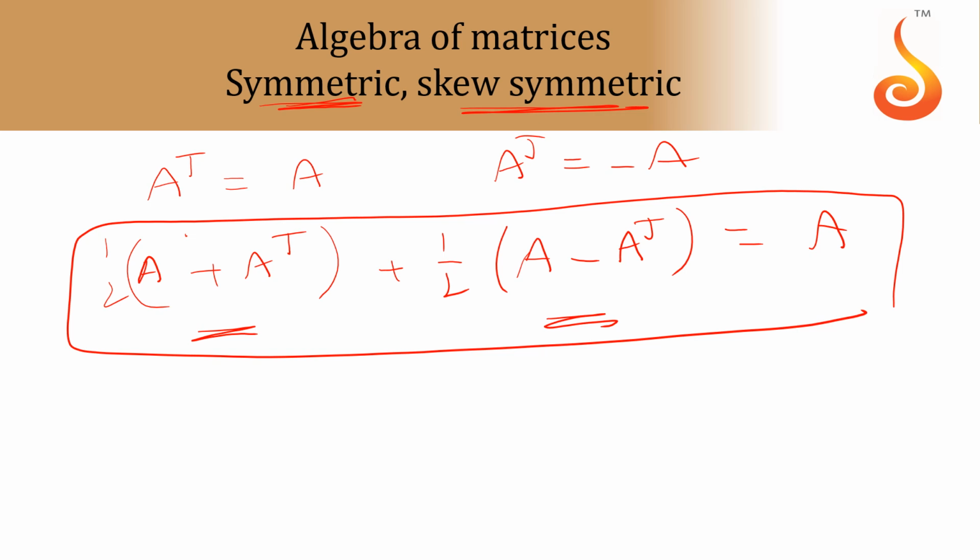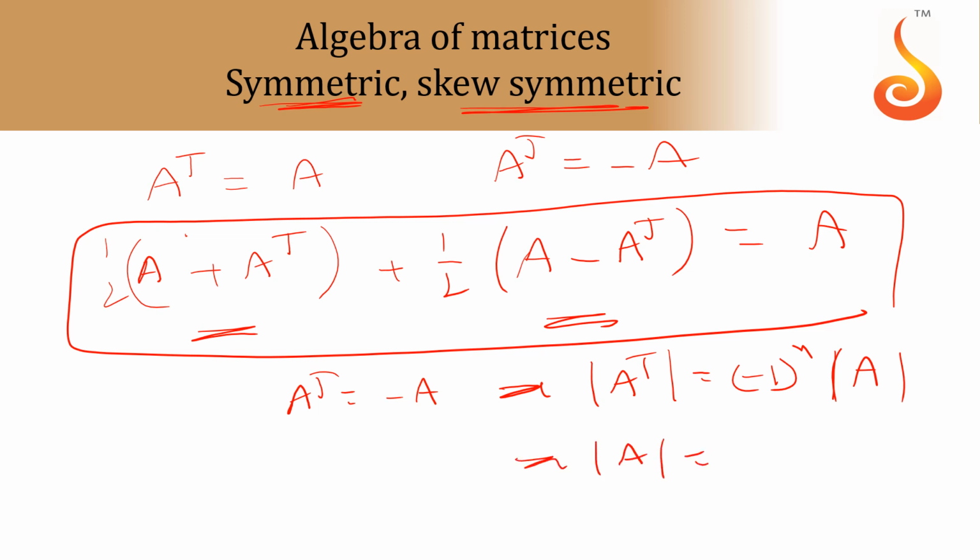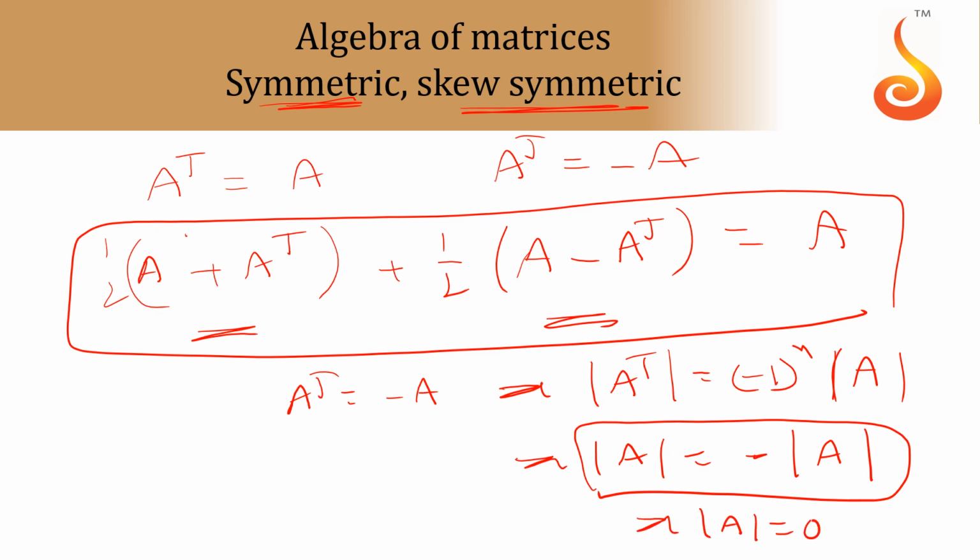And you know that if A transpose is minus A, then det of A transpose will be minus 1 whole power n into det A. If n is even, there is no speciality. But if n is odd, it will be minus det A. So in this case det A will be 0. It means the determinant of an odd ordered skew symmetric matrix will be 0.